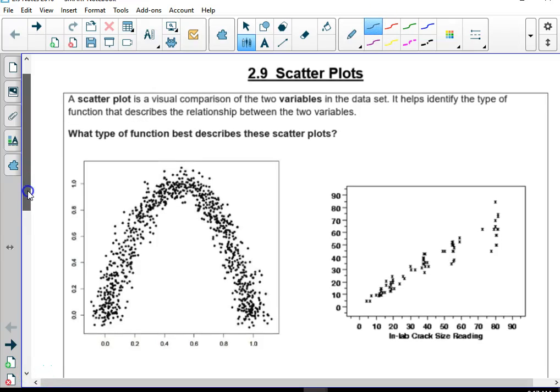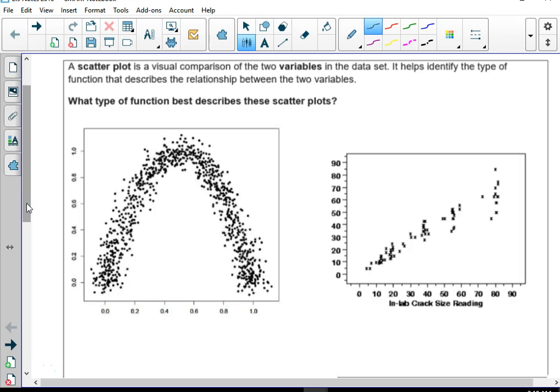Okay, so a scatter plot. A scatter plot is a visual comparison of two variables in the data set. It helps identify the type of function that describes the relationship between two variables. So not always will data fall on a perfect line, but data may follow a pattern of a certain function.